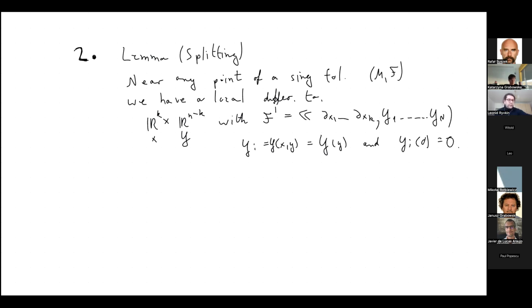So this means that locally, a foliation is always equivalent to more or less the product of a regular foliation with a foliation vanishing at the origin. This is very similar to splitting theorems which exist, for example, in Poisson geometry, that you can always locally see a Poisson manifold as a symplectic manifold plus a Poisson structure vanishing at the origin, at least locally. Sorry, one second.